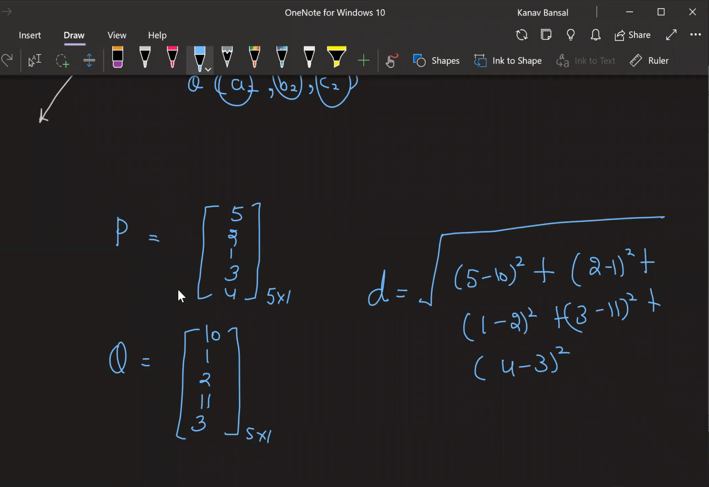Now, everyone understood how we calculate the distance between two data points? Easy, right? Take the first component, subtract it with the first component, second component with the second component, third with the third, fourth with the fourth, fifth with the fifth, and so on up to D components. Just try to do something like this. You will get the distance between the two data points.